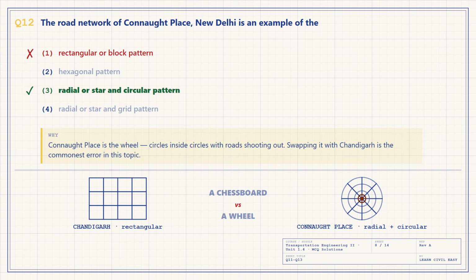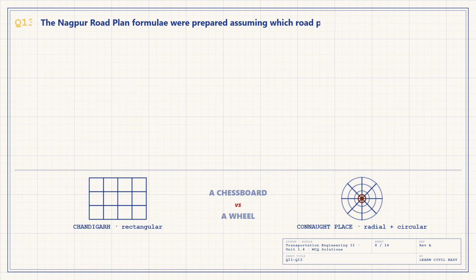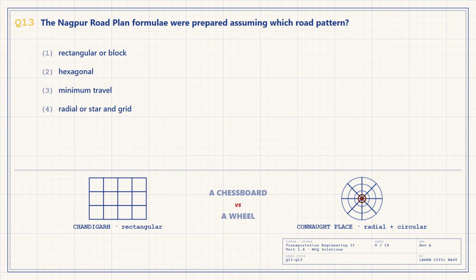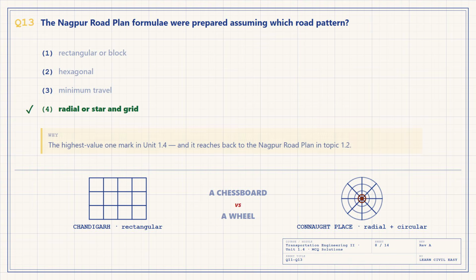Question 13. The Nagpur road plan formulae were prepared assuming which road pattern? Option 4, radial or star and grid. This is the highest value, 1 mark in Unit 1.4. And notice that it reaches back to topic 1.2, which you have already studied. The Nagpur road plan was not just a set of formulae, it carried an assumption about the shape of the network inside it.